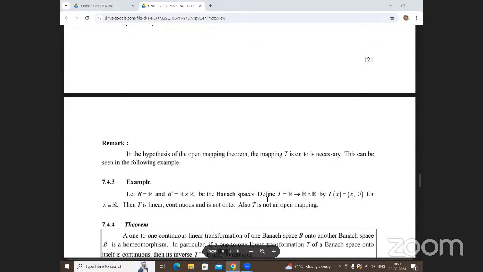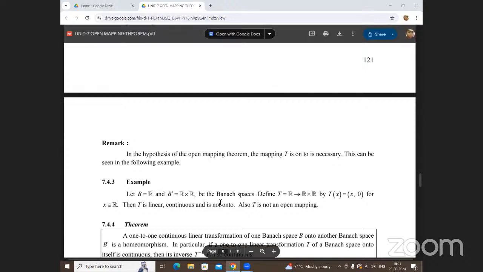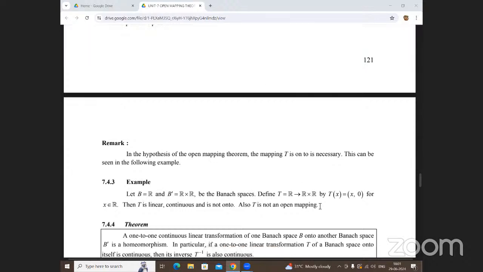Give a suitable example of a transformation which is not an open mapping. Only this example is also produced and replaced there. Okay, that is the simple solution.